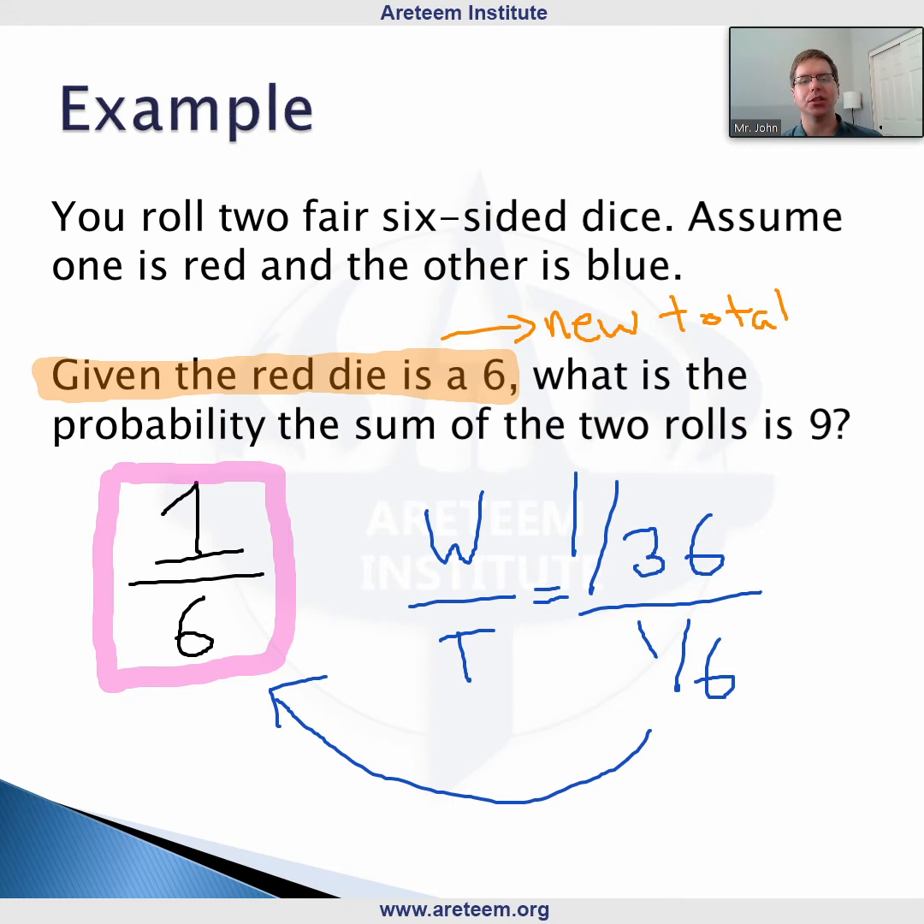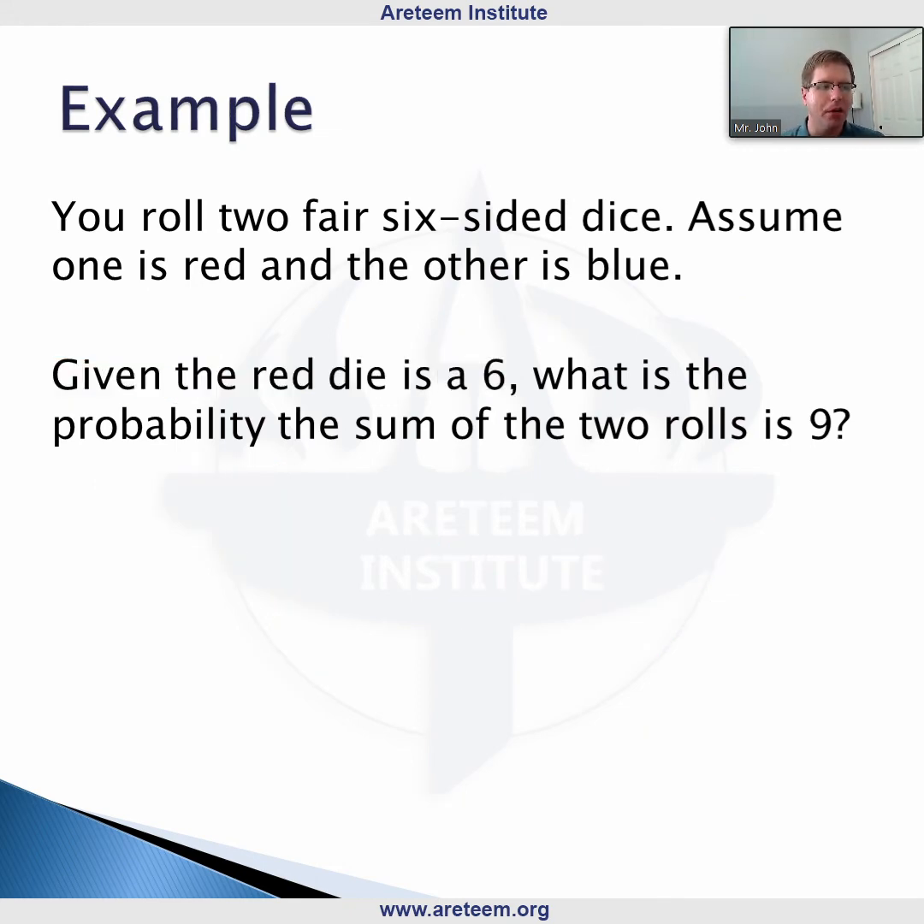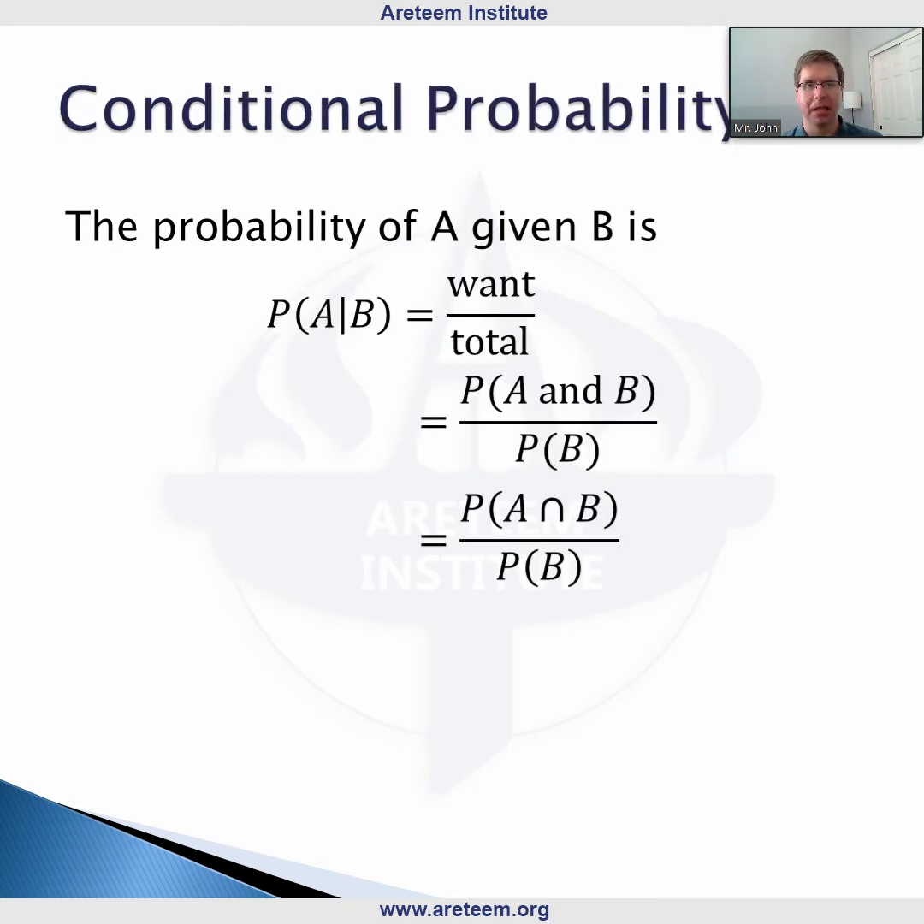And so this preview here, updating your total, having a new denominator in terms of the information you're given, gives us the formula that you'll oftentimes see for conditional probability. And this probability formula is here. The probability of A given B is written with this vertical line. So it's A given B in this case is want divided by total.